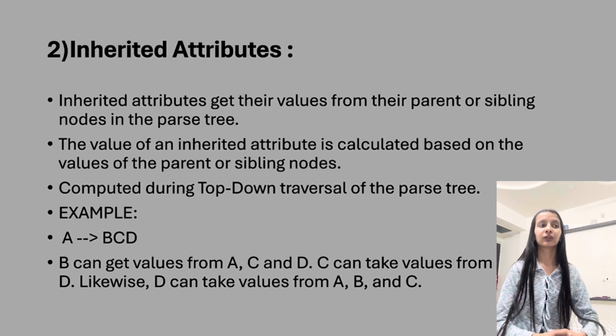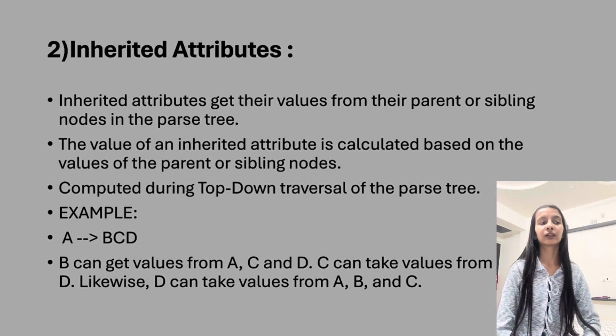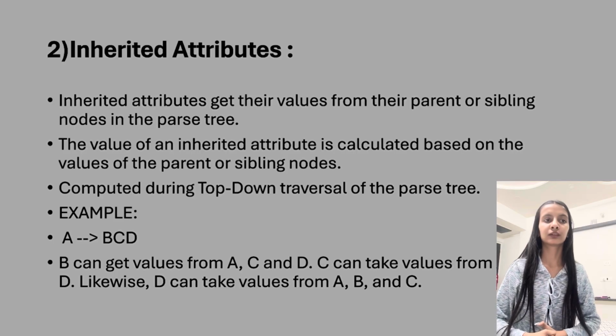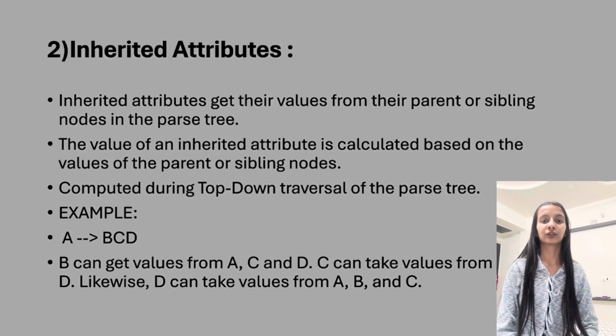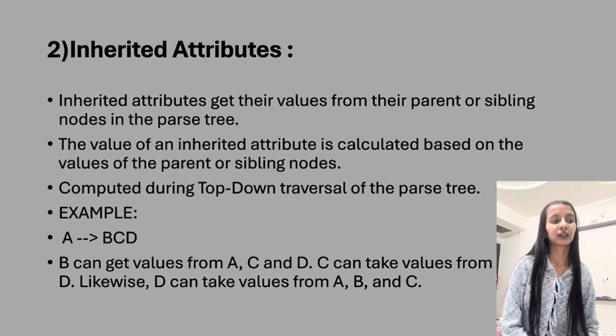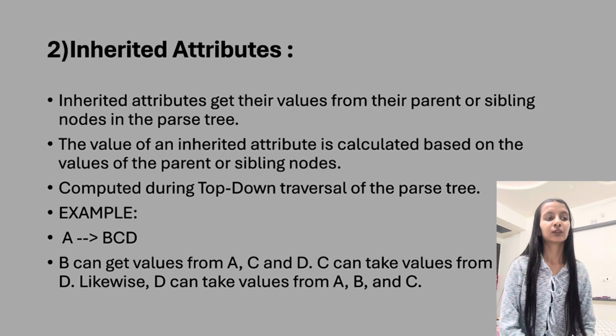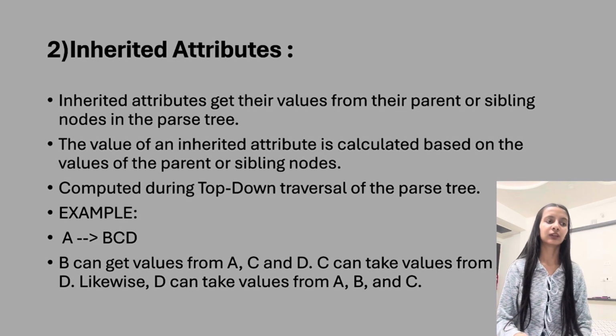Now let us understand what are inherited attributes. Inherited attributes get their values from their parent or sibling nodes in the parse tree. So it is the opposite of synthesized. The values of the inherited attribute are calculated based on the values of the parent or sibling nodes. It is computed during top-down traversal of the parse tree, from top to down. So let us take an example. A gives B, C, D. So B can take the value from A, C or D, because C and D are its siblings.